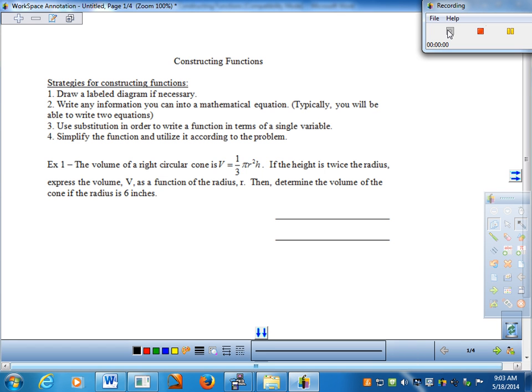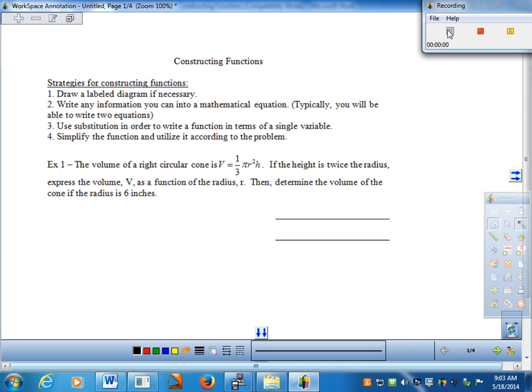Welcome. Today's notes worksheet is entitled Constructing Functions. We'll go ahead and develop a few strategies for the ideas that we're going to see in this particular section. And then I have 4 examples on this notes worksheet. And hopefully after the 4th example, you'll be able to transition and try some of these problems on your own.